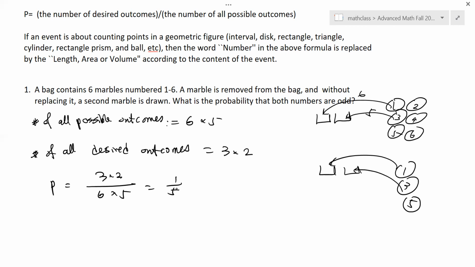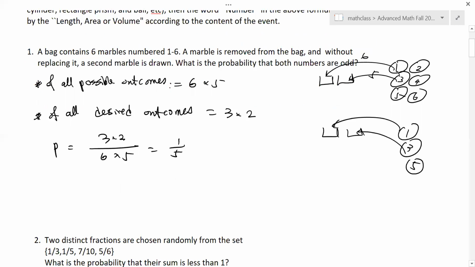Sometimes you are asked to find the probability that one number is odd and one is even. Well, that's a little bit more complicated, because one is odd and one is even, so they cannot be both the same odd or both the same even. So what is the probability? Then probably double.